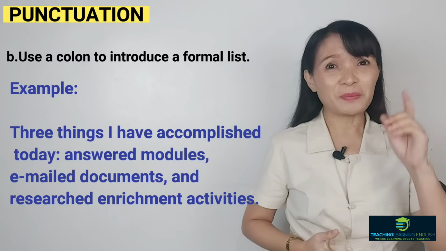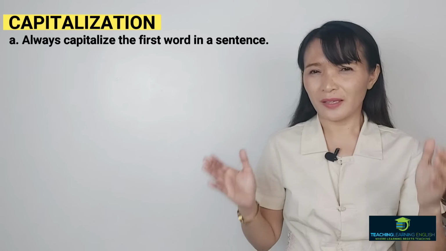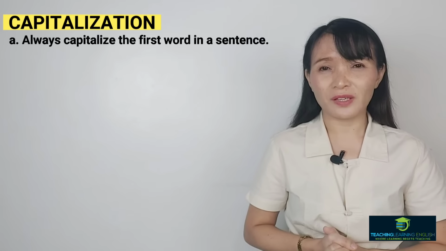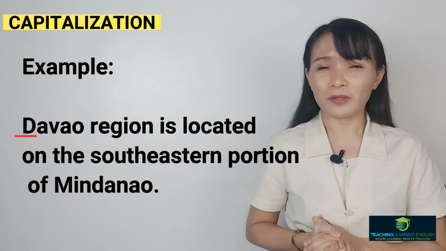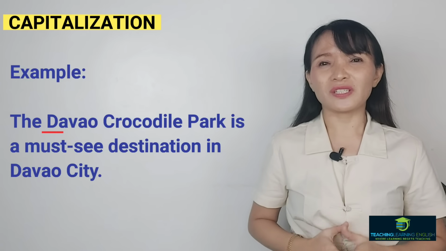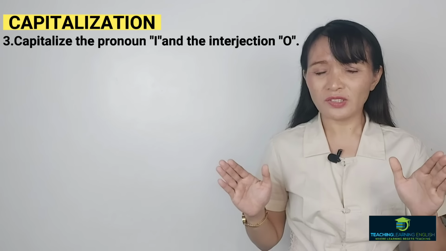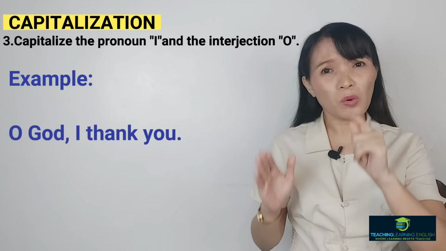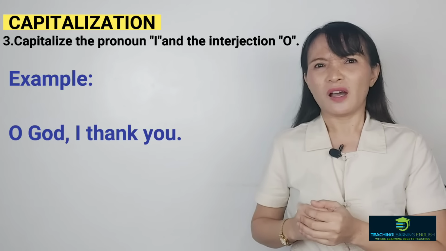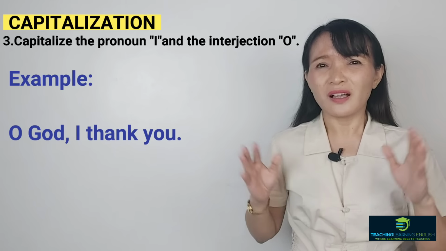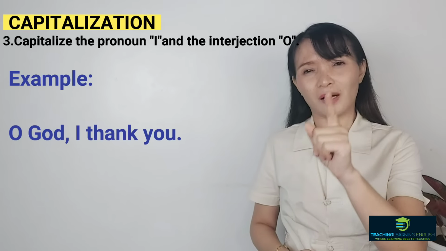Let's discuss capitalization. Always capitalize the first word in a sentence. That is easy, but most students cannot really do it properly. Please take note of this. This is very important. Capitalize proper nouns and adjectives. Okay? Capitalize the pronoun I and the interjection O. So you say, O God, O is capitalized. And I, when you write the letter I, okay? I have noticed that some students do not capitalize I. The rule of thumb is, in writing, the letter I is always capitalized.